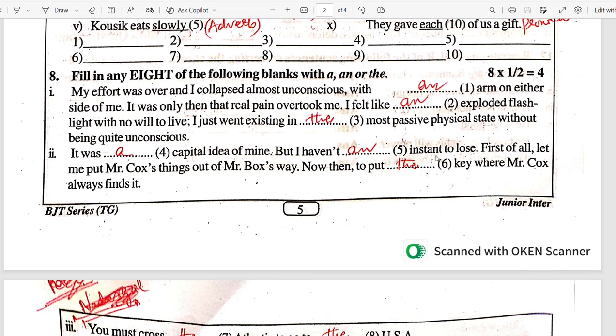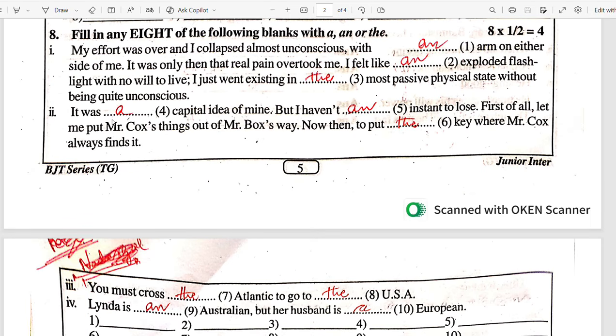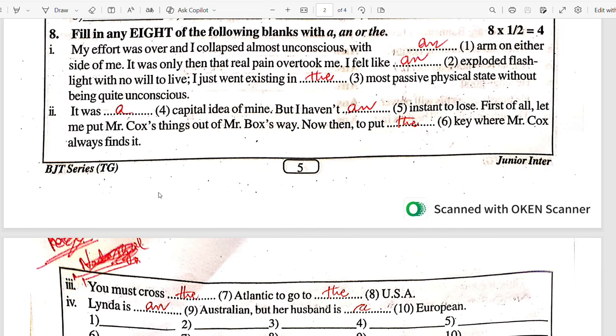So here I advise my students, wherever you see the most, or wherever you see a superlative degree, it is preceded by the. Okay, wherever there is a superlative degree and before it there is a blank, then you have to blindly go for the. Because all the superlative degrees are special in nature, they carry the, that is the definite article. It was a capital idea of mine, but I haven't an instant to lose. First of all, let me put Mr. Cox's things out of his box away. Now then, to put a particular key, it is talking about the key where Mr. Cox always finds it. Okay.